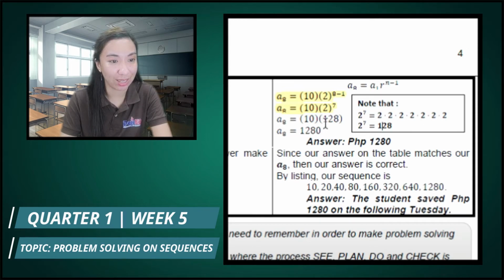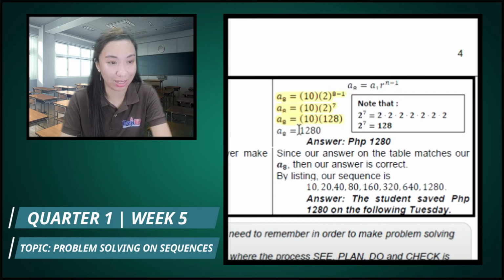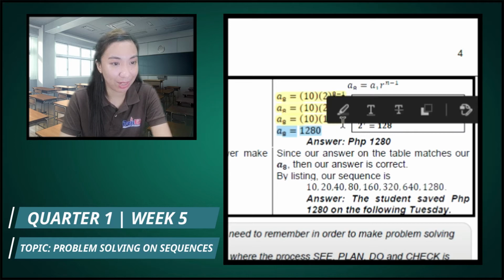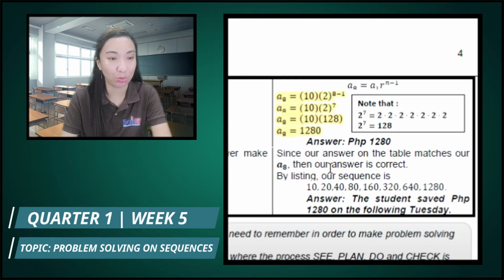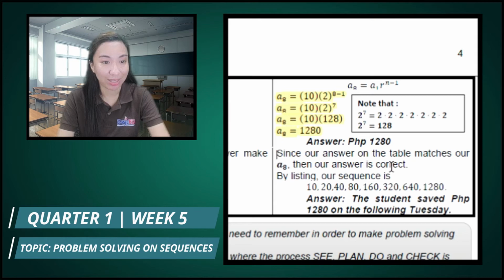Take note of this. And then A sub 8 is equal to 10 times 128. And finally, A sub 8 is equal to 1,280. So that is our answer. To check, for step 4, does the answer make sense? Is it correct? Since our answer on the table matches our A sub 8, then our answer is correct.